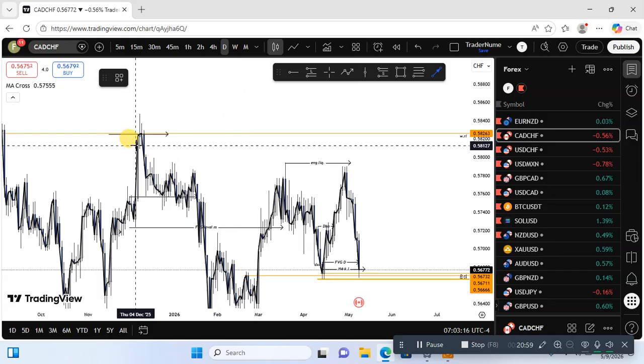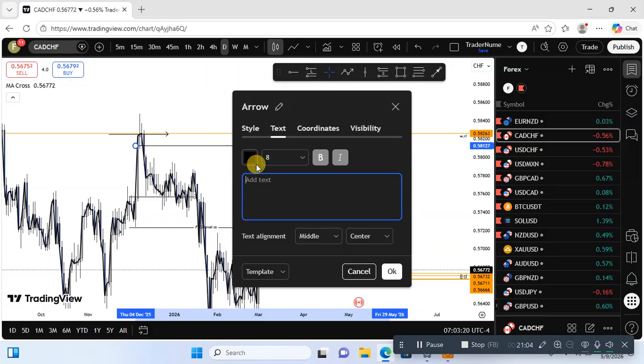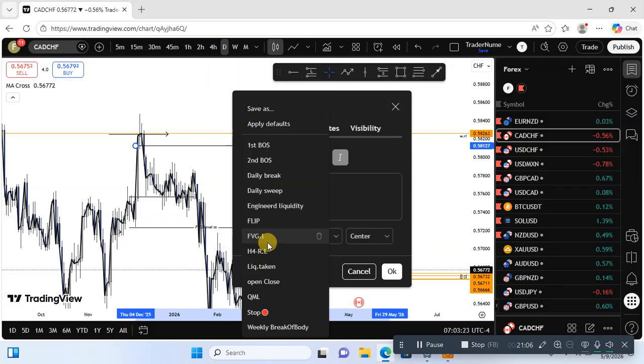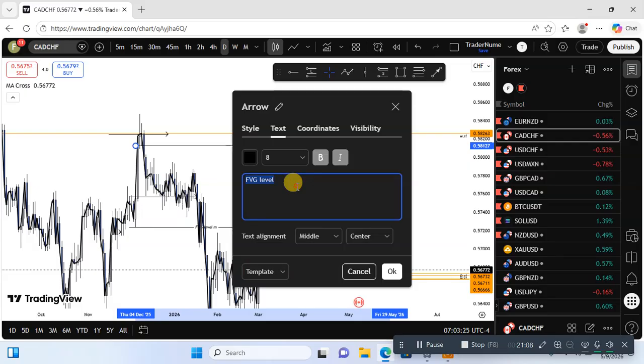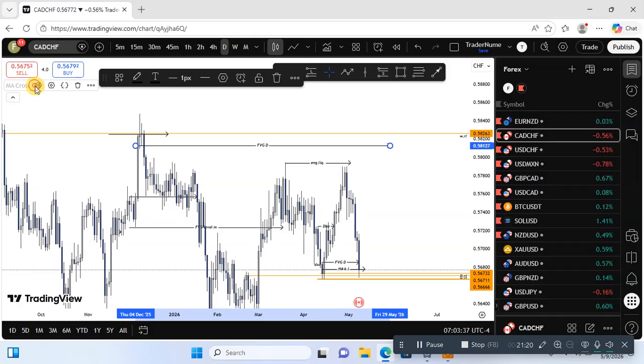On the daily, we are seeing a fair value gap here. I'll call it fair value gap liquidity, because it's actually a fair value gap liquidity. A fair value gap is a gap that tends to draw price. I've also talked about this in my previous videos, so please go and watch. This is kind of a double liquidity, kind of an equal high liquidity. So you see where we are going.